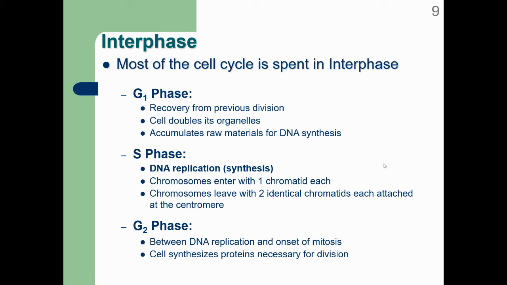Once I've copied those chromosomes, I will go into the G2 phase. And here I will synthesize the proteins. I'll get ready to divide. So I'll make sure I have enough materials. I'll accumulate and make more materials if I need to make sure I can divide everything evenly between my daughter cells.